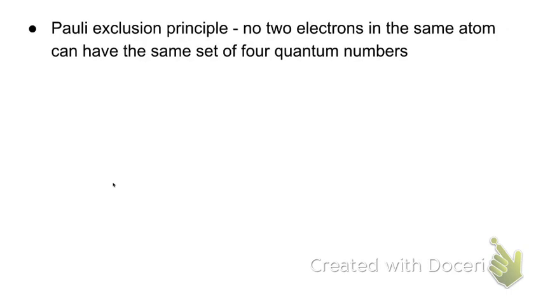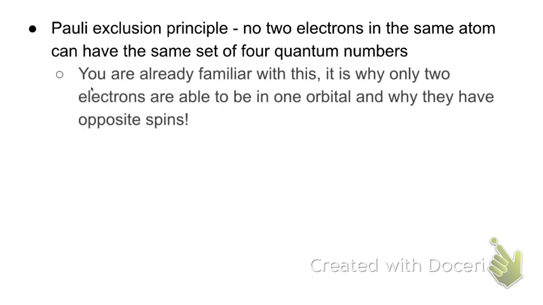The second rule is called the Pauli exclusion principle, which means no two electrons in the same atom can have the same set of 4 quantum numbers. You are already familiar with this rule. It's just the justification behind why 2 electrons can exist in the same orbital, but only 2, and they have to have opposite spins. They can't have the same spin. So each orbital can hold 2 electrons, and their spins must be opposite to each other because of the Pauli exclusion principle.